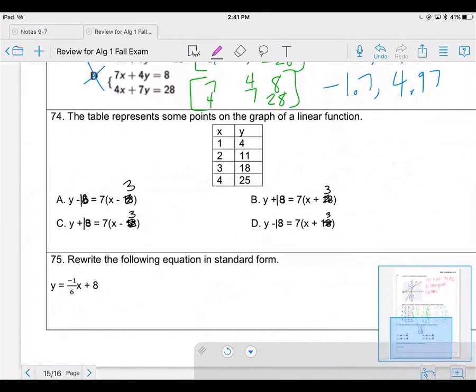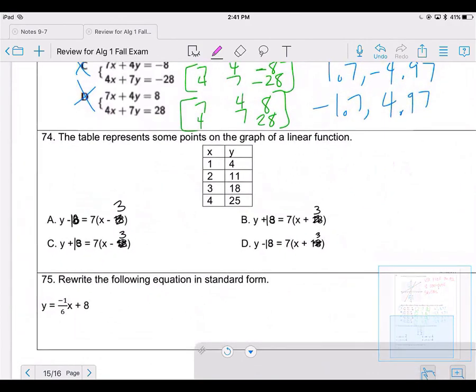74, we have the table representing some points on the graph of a linear function, and they ask us which of these represents the equation. So on this, all of my slopes are the same, so I can assume that my slope is 7. Otherwise, you could put this into stat edit to confirm that M is 7. But if none of your slopes are different, there's really no need for that.